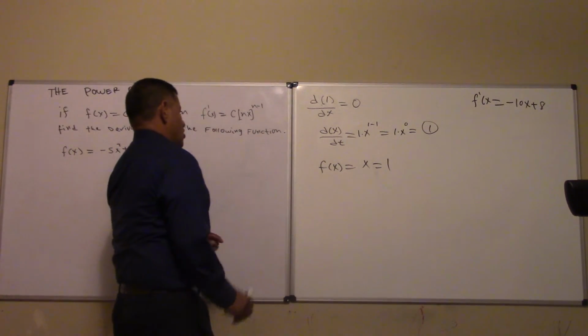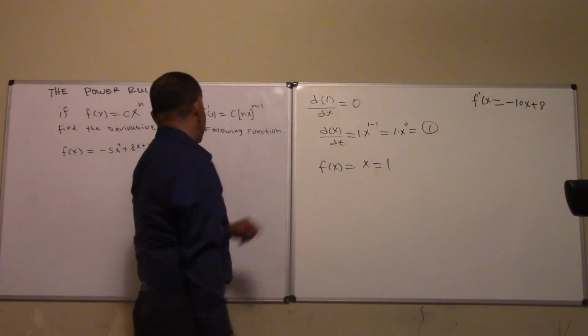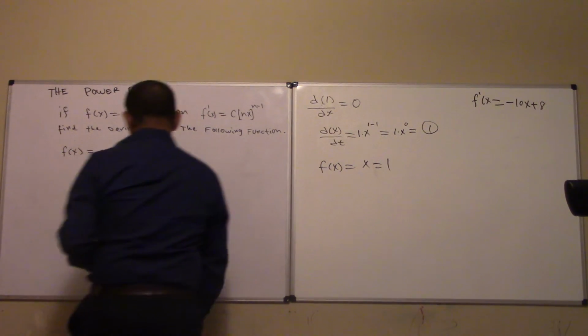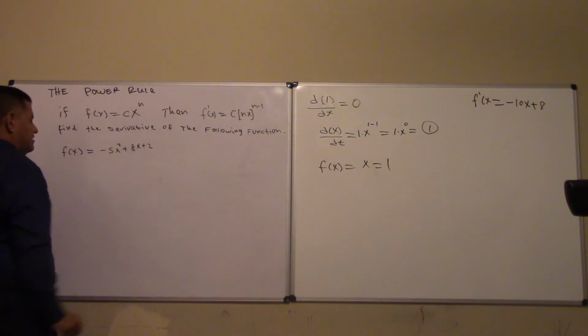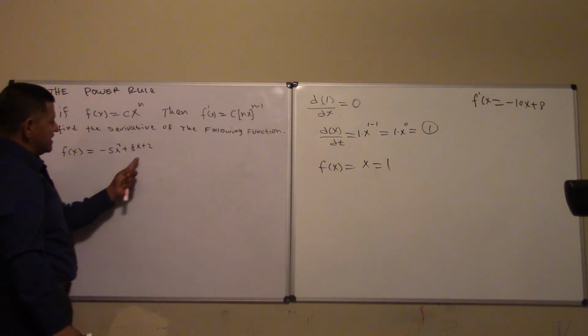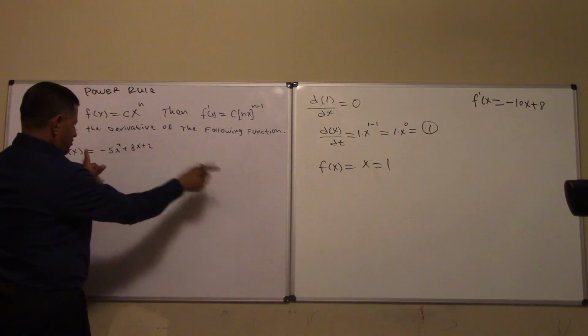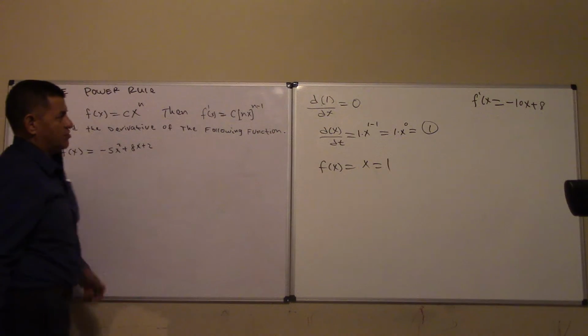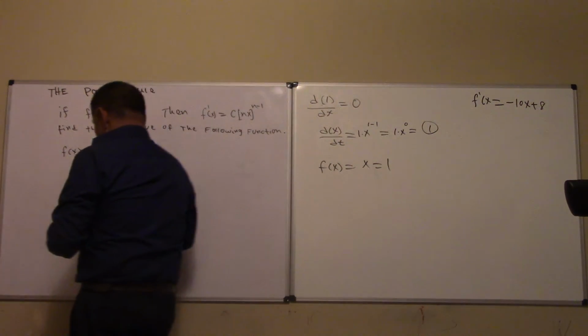Now, the derivative of a constant is 0, right? Why do I say that? Because I have a constant here, so automatically this will drop to 0, and I take the derivative of this 2. This just automatically goes to 0. We have that the derivative of a constant is 0.